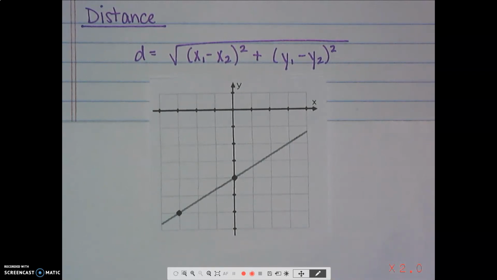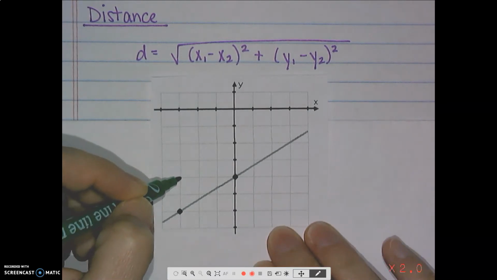Today we're going to be talking about the distance between 2 points. So the formula is this: d equals the square root of (x1 minus x2) squared plus (y1 minus y2) squared. But I don't want you to get too hung up on that formula. It does look kind of complicated.